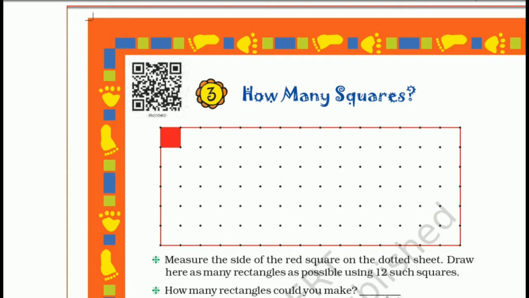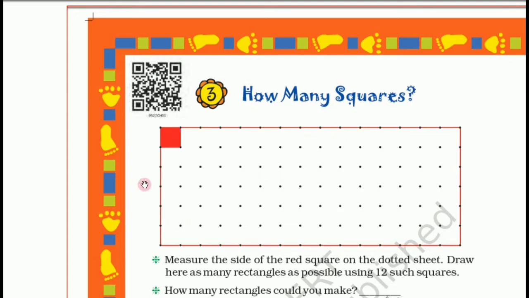Today we will study Mathematics, Chapter 3, How many squares. In the last lecture, we studied area and perimeter. Today in this lecture, we will start the discussion of the chapter How many squares.